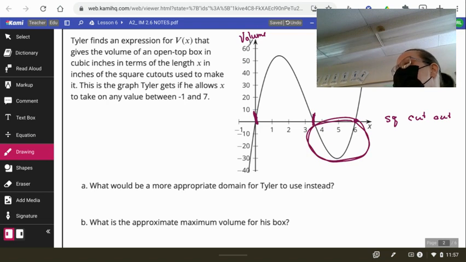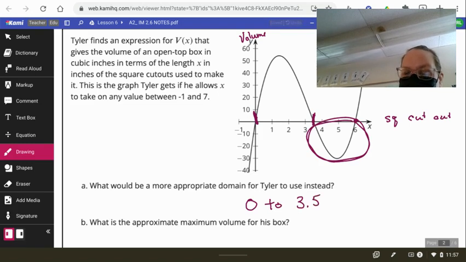The volume is negative. Can we make a box with a negative volume? I mean, technically we graphed it, right? But that doesn't mean it applies to the situation. So I would say a more appropriate domain would be from 0 to 3.5. This is negative volume. We can't have this.